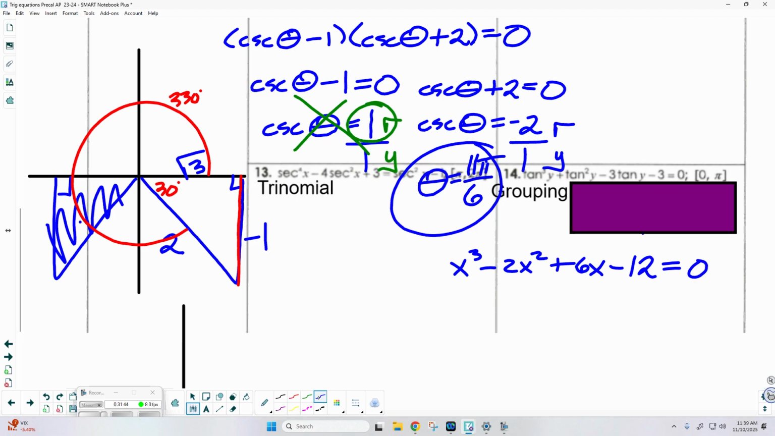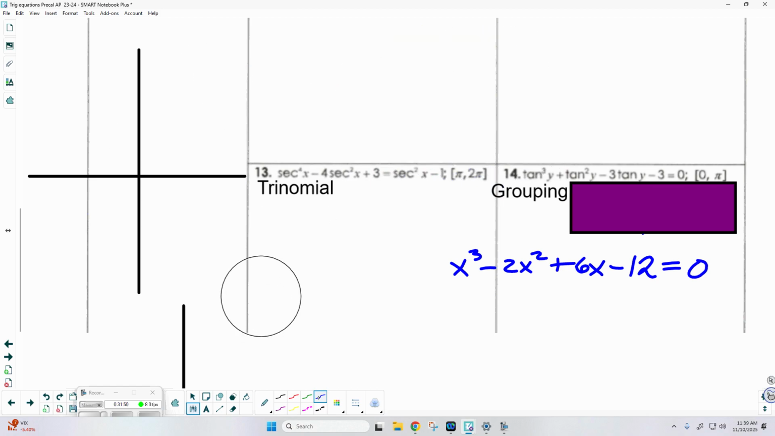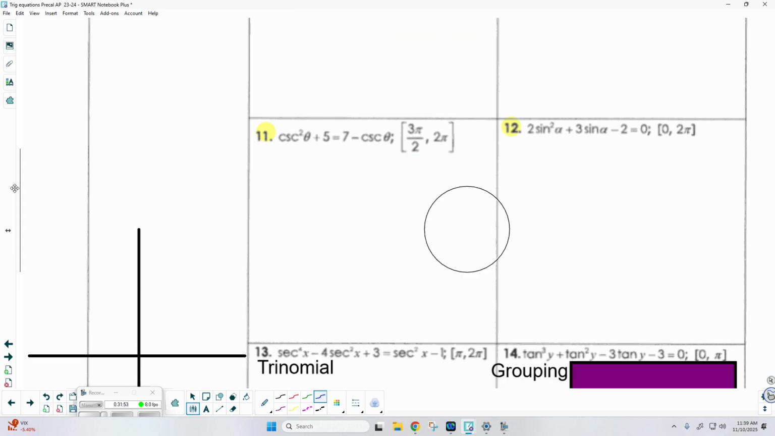Okay. Now, let's take a look at the next one. This is where I'm going to show you a strategy that you've probably not seen before, and that's okay. Now, this one is already set up. 2 sine squared of alpha plus 3 sine of alpha minus 2 equals 0. This is a general trinomial. If your x squared coefficient is anything besides 1, we call it a general. We used y last time. Give me a variable. X. So let's say I just replace sine with x. So 2 sine squared becomes 2x squared. Plus 3 sine becomes 3x minus 2 equals 0.